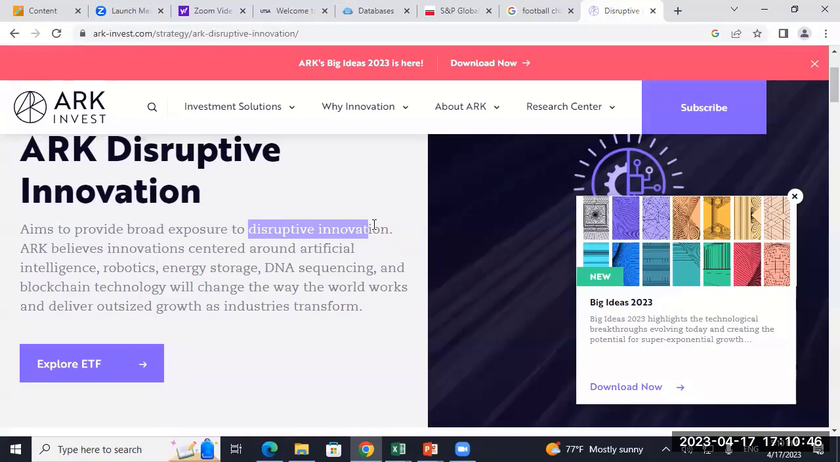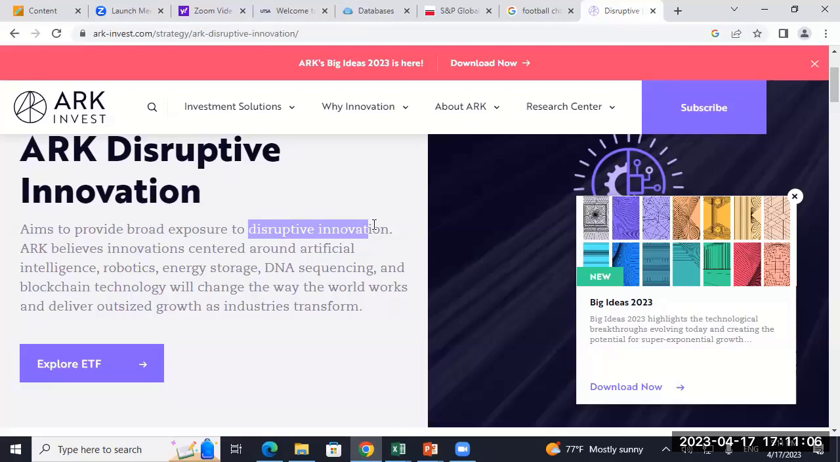It could be artificial intelligence. It could be electronic vehicles. It could be batteries. It could be 3D printing. We're looking at a firm that does 3D printing of body parts. That's pretty cool, isn't it? It's like, hey, I'll send you a liver. I got it in the software. Hopefully there's no errors in the software.